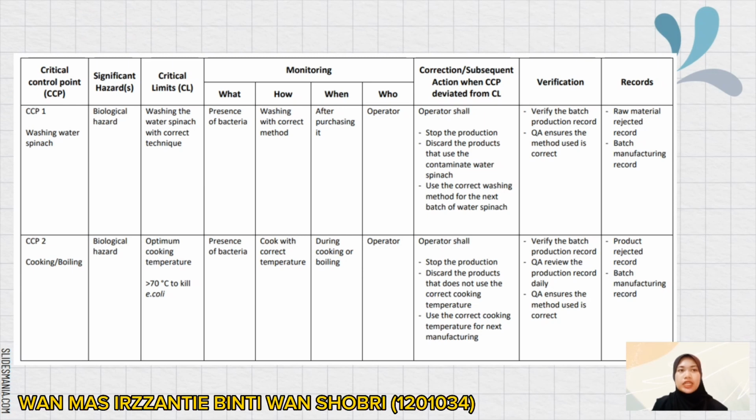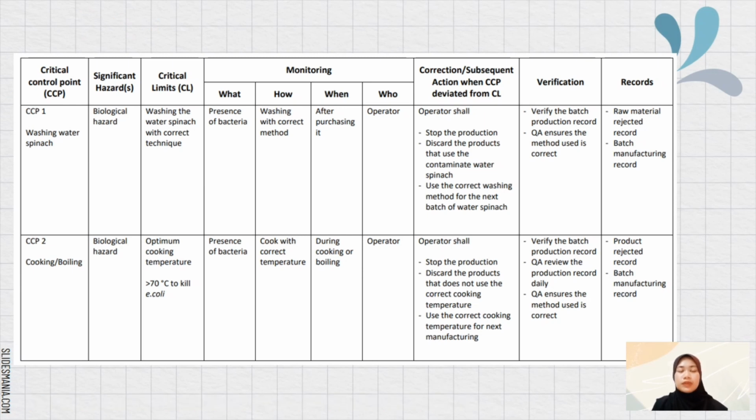As for the hazard plan summary, the first CCP is washing water spinach, where the significant hazard is a biological hazard and the critical limit is to wash the water spinach with the correct technique. The corrective action is that the operator shall stop the production, discard the products that use the contaminated water spinach, and use the correct washing method for the next batch of water spinach. For verification, the QA must verify the batch production record and ensure that the method used is correct. For the records, the raw material rejected record is needed and the batch manufacturing record is also needed.